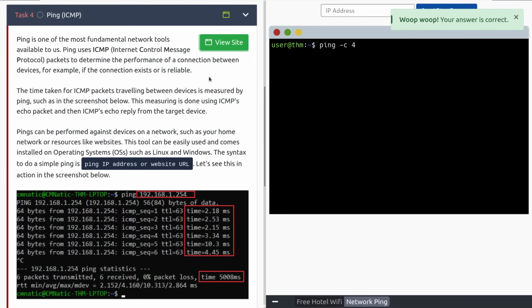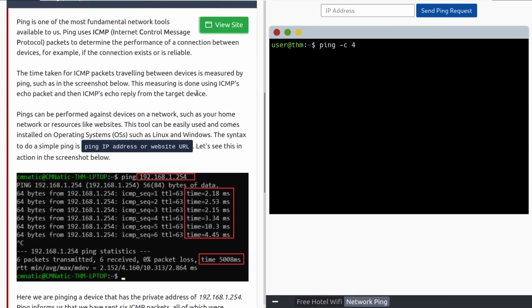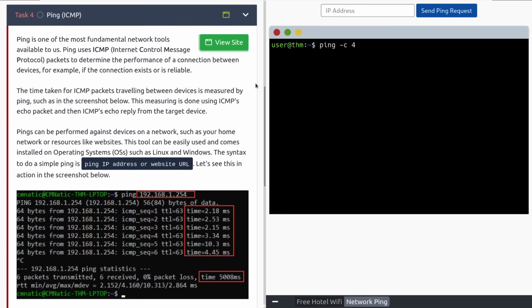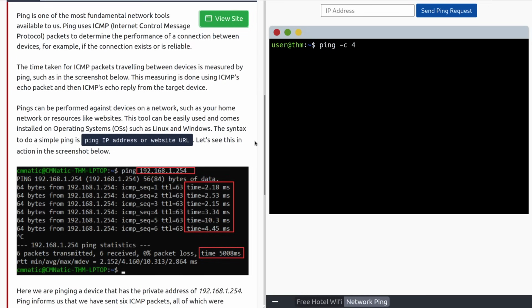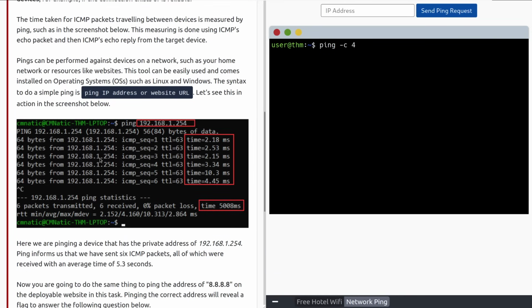Let's go ahead and pull this up so we don't have to watch packets fly across. Ping is one of the most fundamental network tools available to us. Ping uses ICMP, Internet Control Message Protocol, packets to determine the performance of a connection between devices, for example, if the connection exists or is reliable. The time taken for ICMP packets traveling between devices is measured by ping, such as in the screenshot below, and we can see the output of a ping command here. This measuring is done using ICMP's echo packet, and then ICMP's echo reply from the target device.